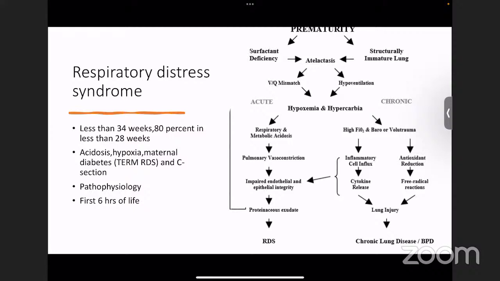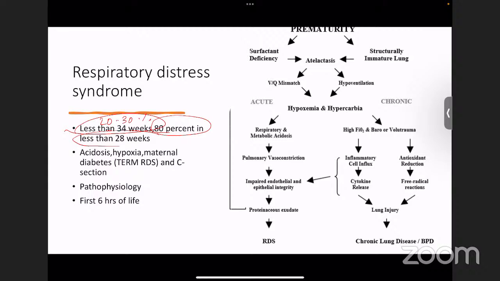But what is respiratory distress syndrome? This is very important because this is one of the important questions. It happens in 20 to 30% of babies less than 34 weeks, and in less than 28 weeks, it has been seen in 80% of babies.